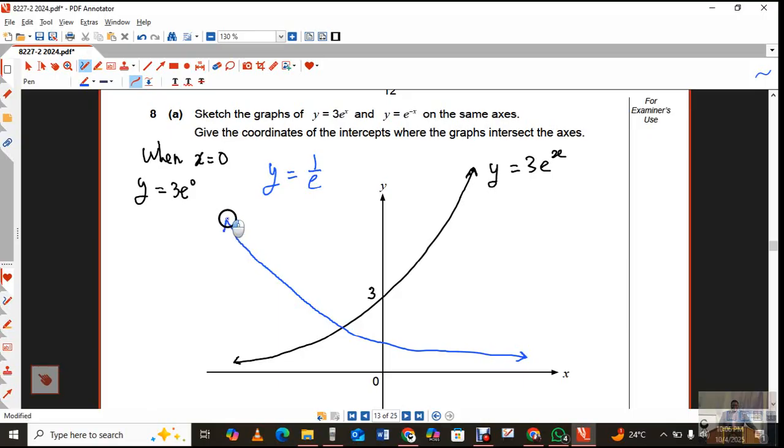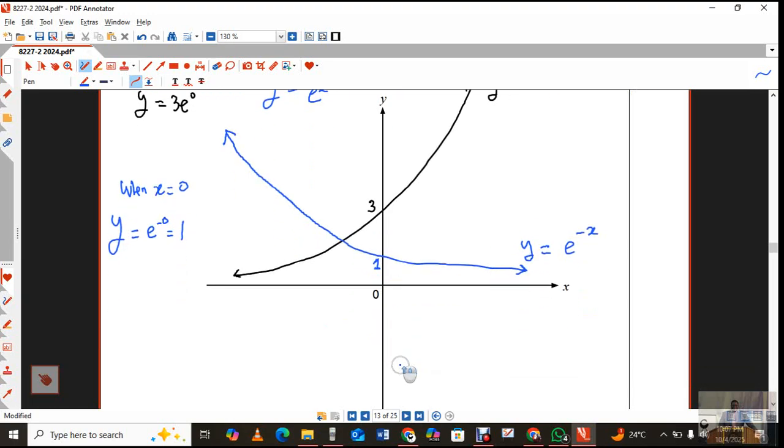Also formed an asymptote, rather. So this is the graph y equals e to the minus x. If you look at that graph, 1 over e to the x, when x equals 0, then y equals e to the negative 0, which is 1. So this graph is cutting there. That's what they wanted, right?